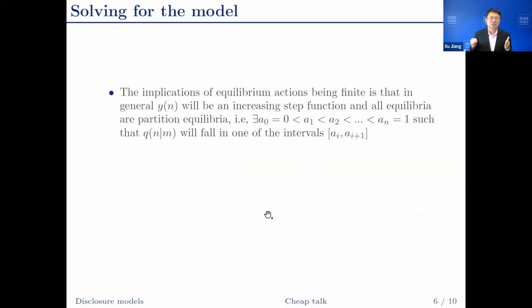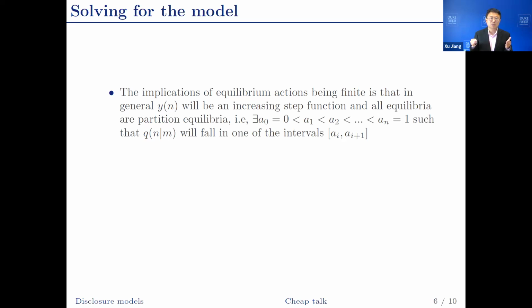The implication of this result is that, in general, the actions taken will be an increasing step function, because the equilibrium actions have to be finite in number. So it cannot be a continuously increasing function. For finite equilibrium actions, the only possibility is a step function. It's increasing because when N is larger, it's more likely M is larger, so you take higher actions.